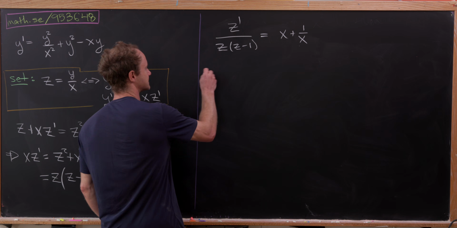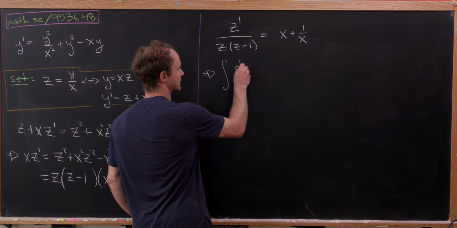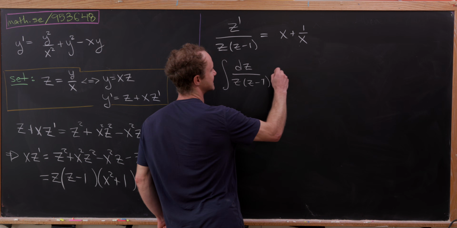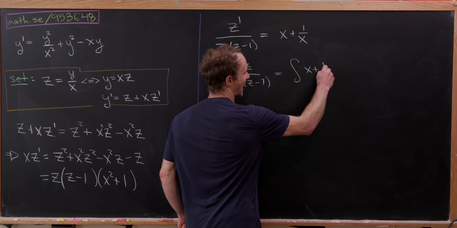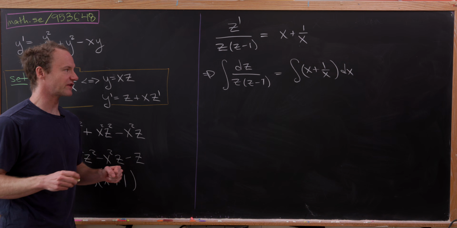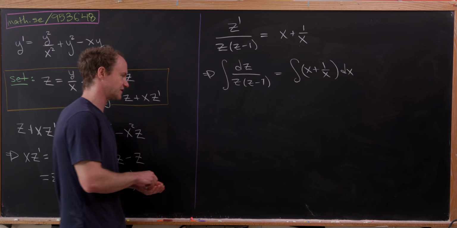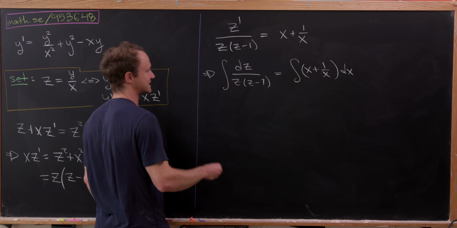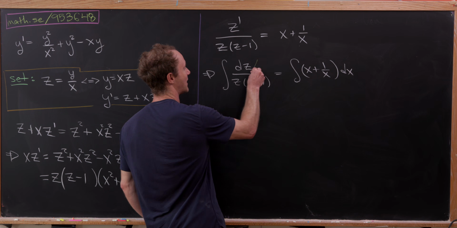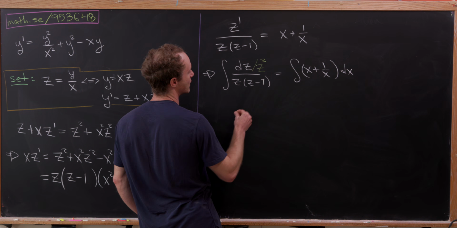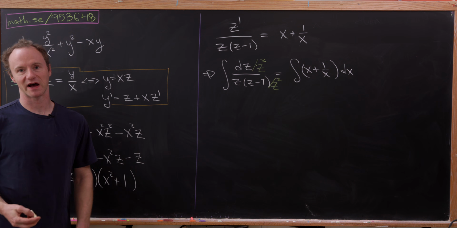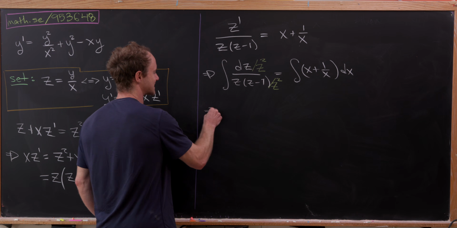And what will we have? So we'll have the antiderivative dz over z times z minus 1 is equal to the antiderivative of x squared plus 1 over x. So now over here on this left-hand side, the standard thing to do would be to use a partial fraction decomposition. But I like another trick sometimes, and that is we're going to multiply the numerator as well as the denominator by 1 over z squared. So, in other words, I'm dividing the numerator and the denominator by z squared.